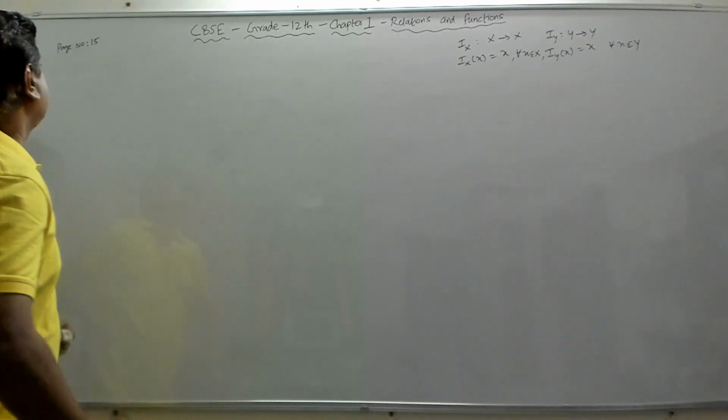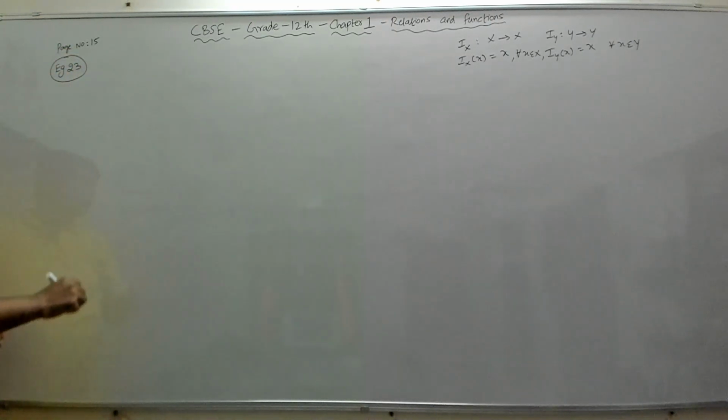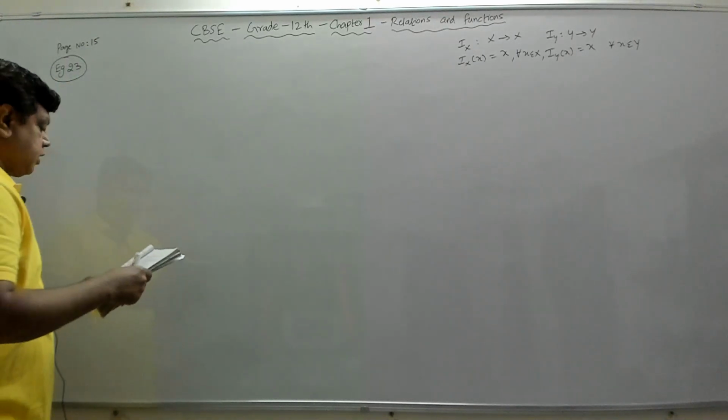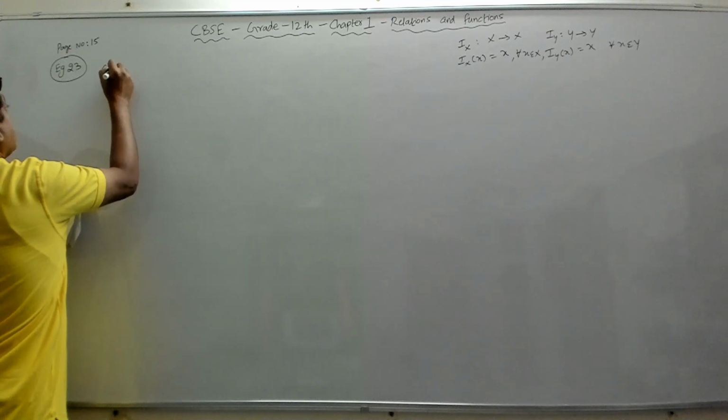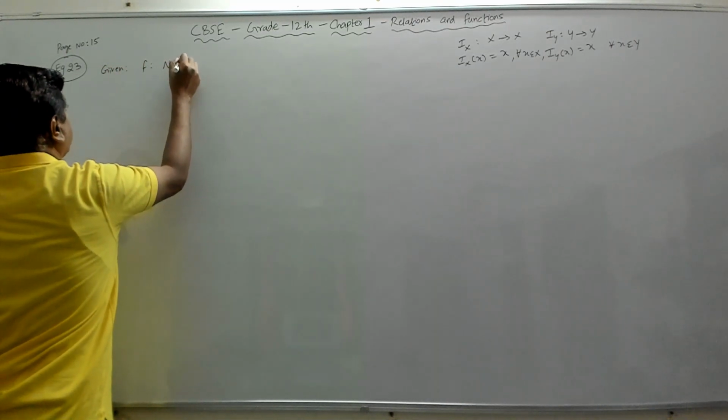Fine. So now example 23 in your textbook. Now what is given? So given is f is a function. So the given statement is f is a function from N to Y.